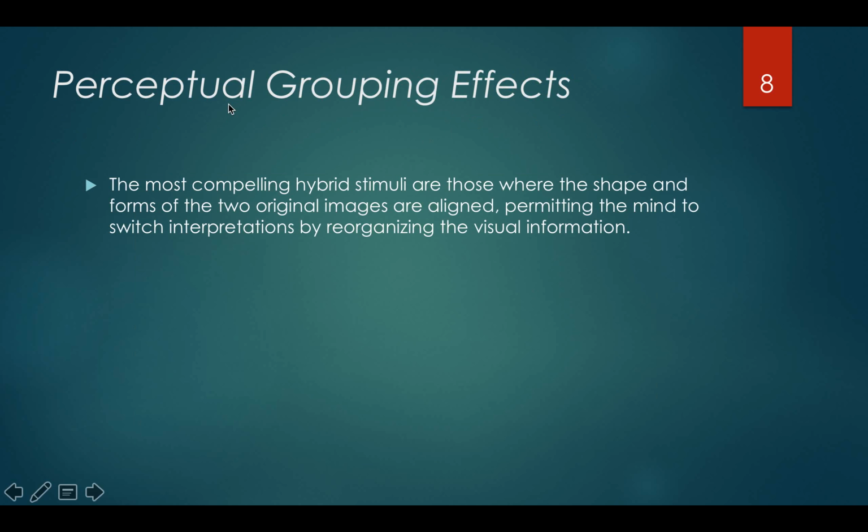And the other principle is called perceptual grouping effects. It's very complicated, and it includes a lot of things. But the most important thing about that relates to hybrid images is this. The most compelling hybrid stimuli are those where the shapes and forms of the two original images are alien, permitting the mind to switch interpretations by reorganizing the visual information.